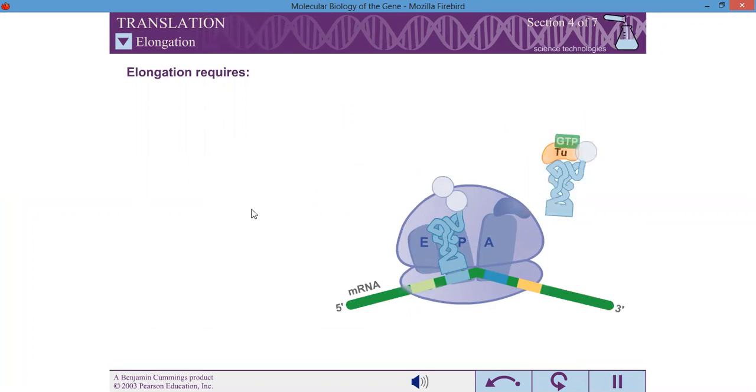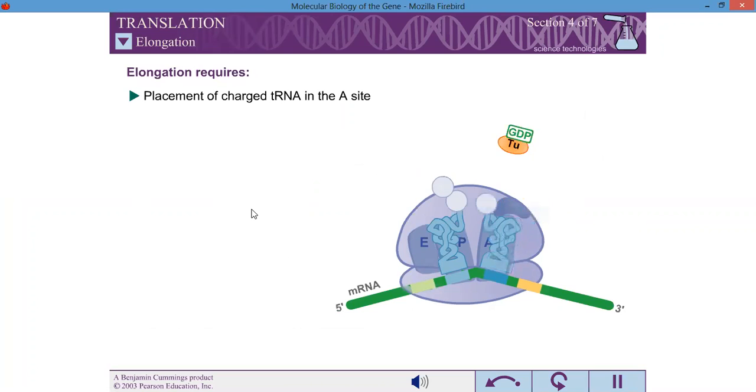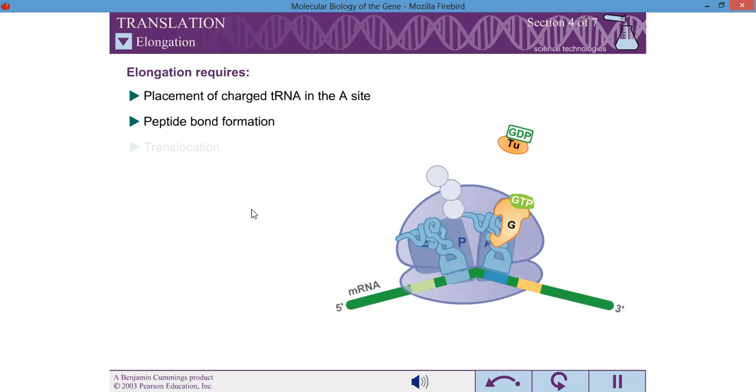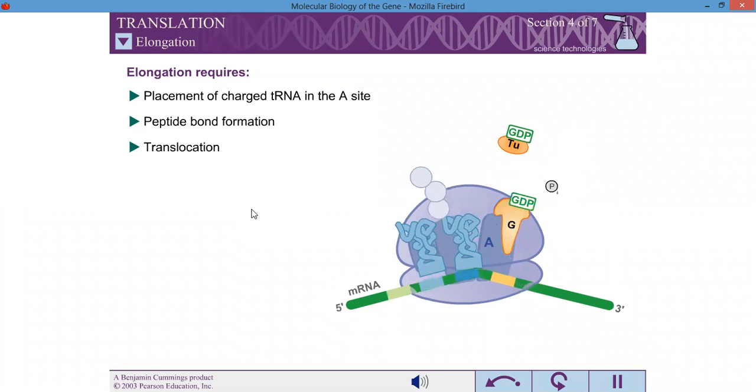3 steps are needed to add each amino acid. A charged tRNA is placed in the A site of the ribosome. A peptide bond is formed, and the tRNA with the growing protein chain is moved from the A site to the P site.